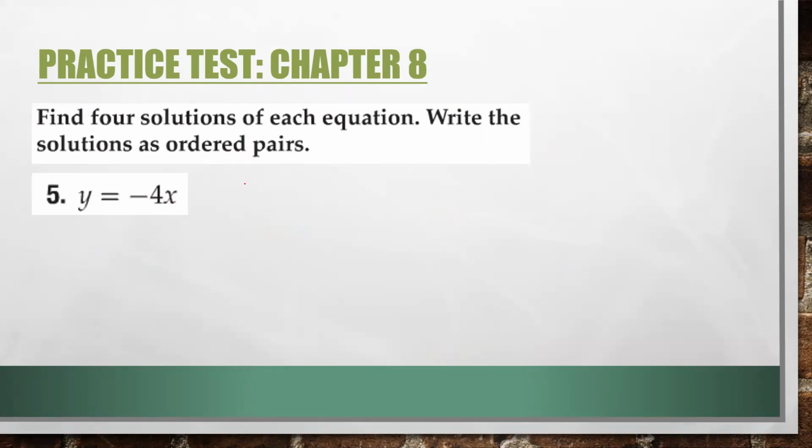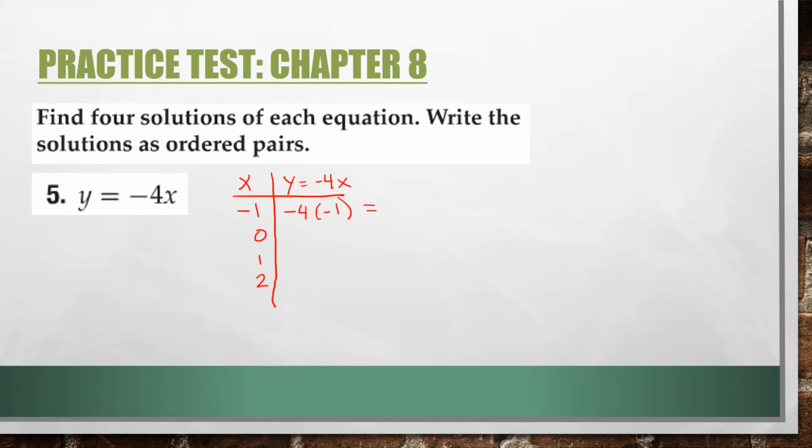I believe in the book it gave you 4 values that you should be using. It should be -1, 0, 1, and 2. And then here, y equals -4x. So now I'm going to substitute -1 in for x.